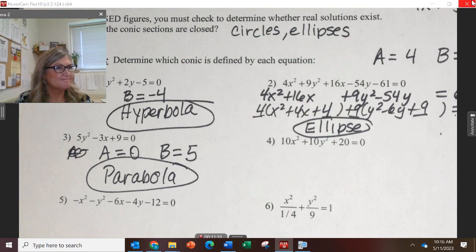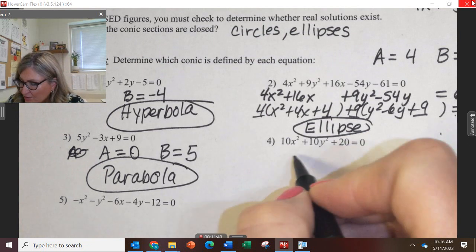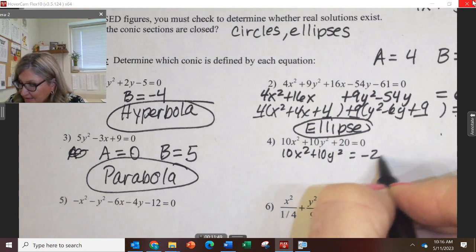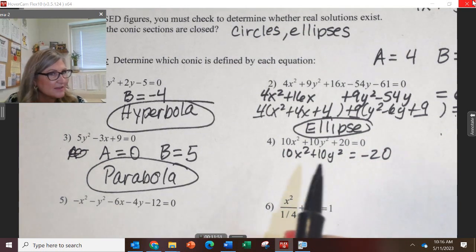Sophie, what do you think? Does not exist. I heard an awful lot of people saying circle. Which is it? Does not exist or circle? Does not exist, guys, because if I take this over here, I'm going to have 10x squared plus 10y squared equals negative 20. That's exactly what we just talked about.